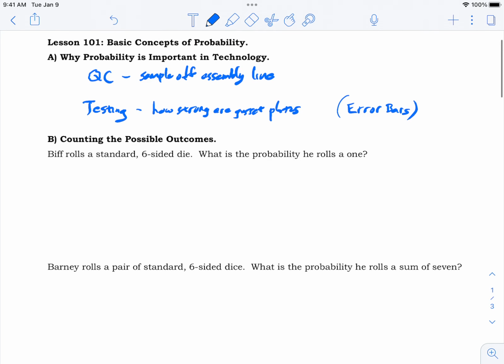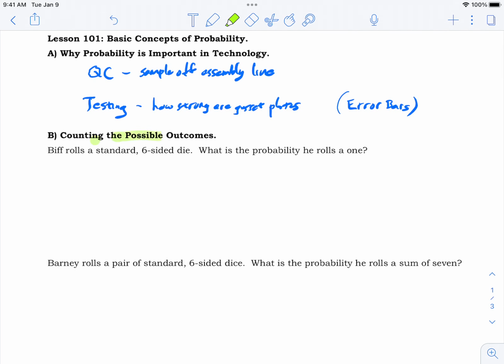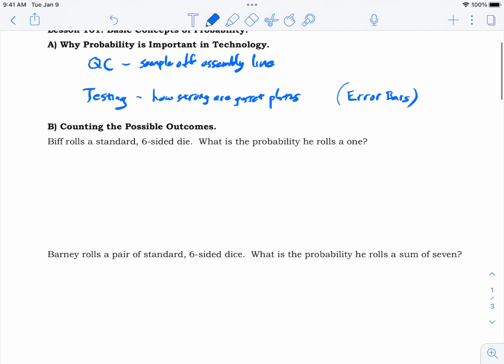So we have to start with probability, and it turns out to calculate a probability, it's all about counting. Counting is the thing. At its most basic, calculating a probability, saying what's the percent chance this is going to happen, you have to do some counting. So for example, let's start with some basic dice. Biff rolls a standard 6-sided die, the kind you get in most game boxes. What is the probability that he rolls a 1?